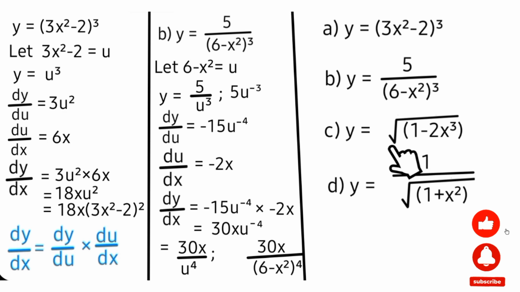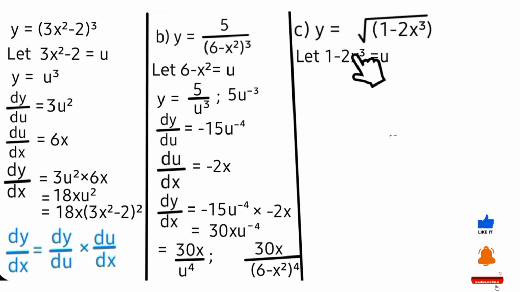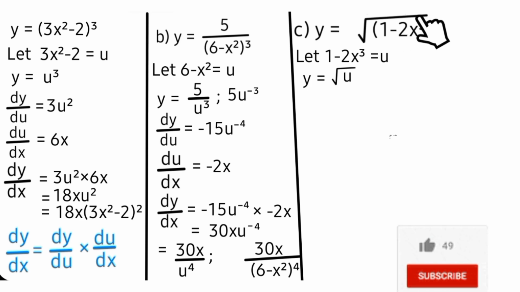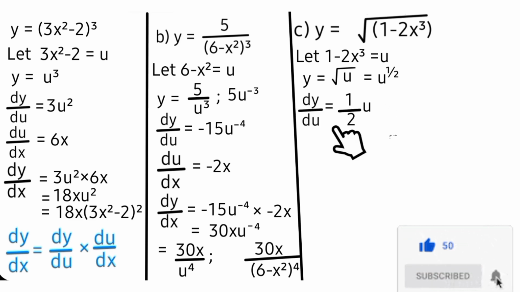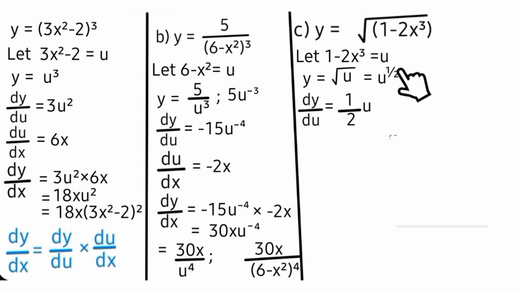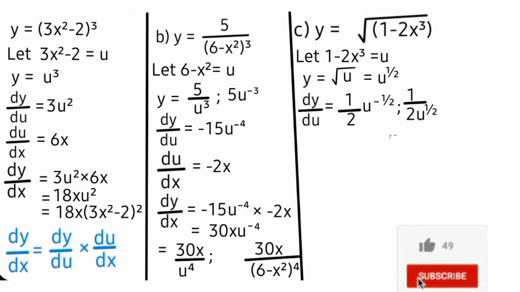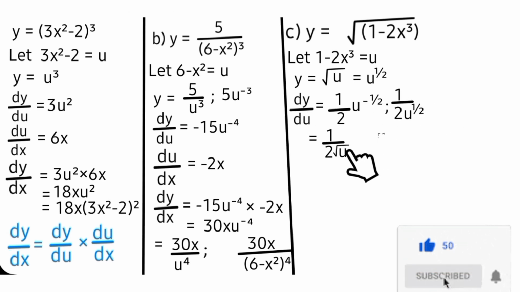Now let's get the derivative of this. Let 1 minus 2x raised to power 3 equal u, so that y will be equal to the square root of u. The square root of u is equivalent to u raised to power 1 over 2. So dy over du will be 1 over 2 u raised to 1 over 2 minus 1, which is minus 1 over 2. Bringing u to the denominator changes the power to a positive value. U raised to power 1 over 2 is equivalent to the square root of u.